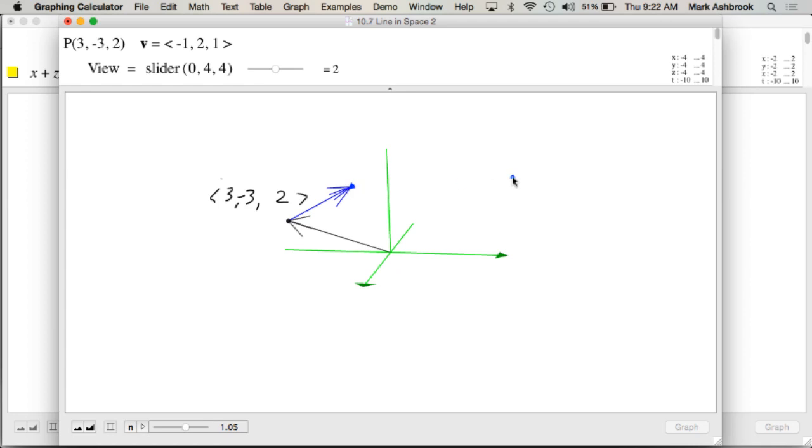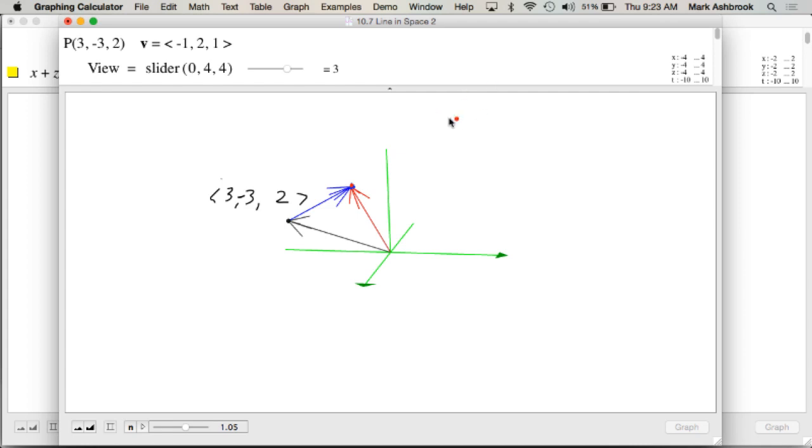So therefore, the vector sum of those two vectors is a point on the line, right? So the vector sum will be the vector that from the origin points at that point. Right? The vector sum is that. So now that vector, that red one, points right, the tip of the vector is a point on the line.